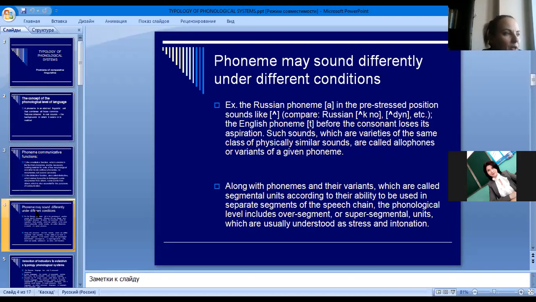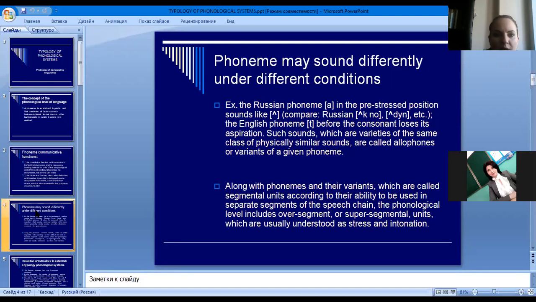Thus, a phoneme can be defined as a class of physically similar and functionally identical sounds. From this definition of a phoneme, it is clear that the phoneme may sound differently under different conditions.